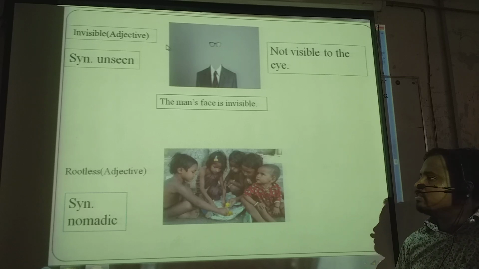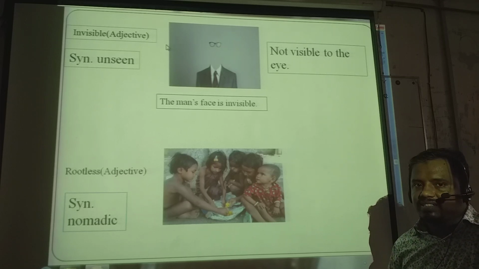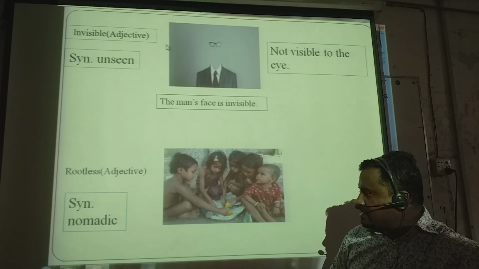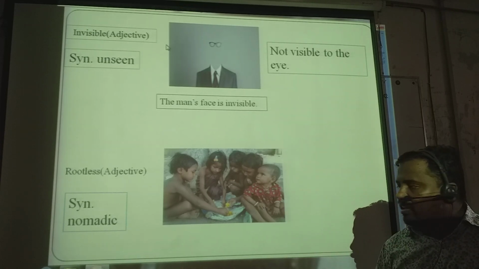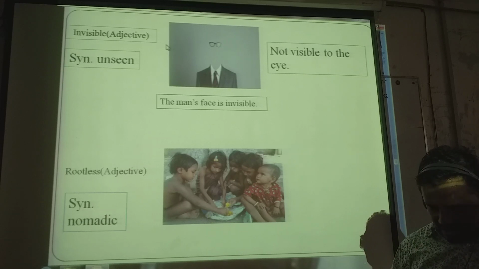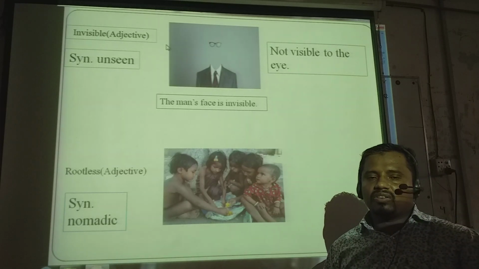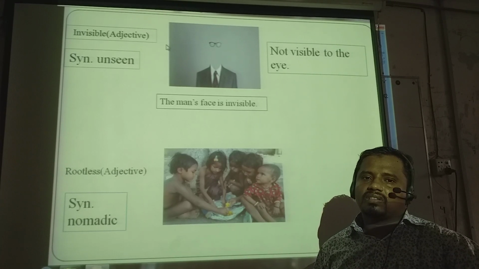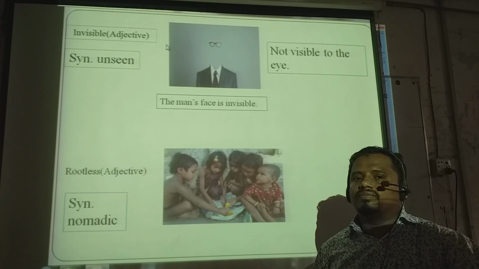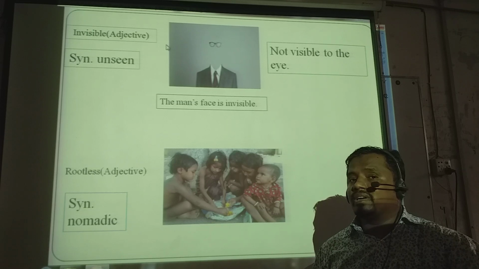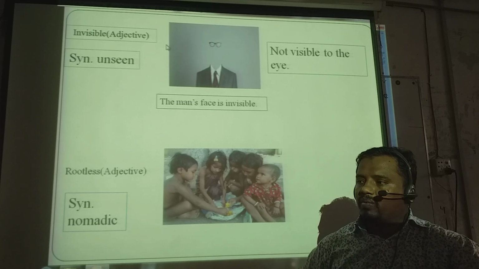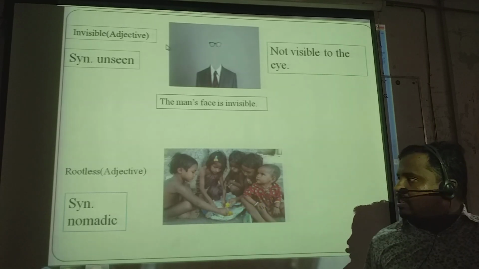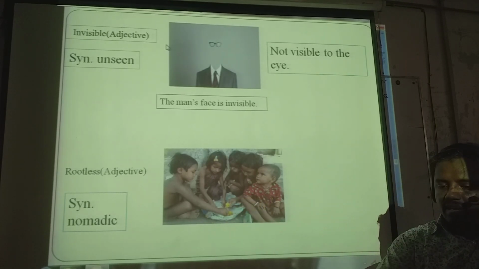Now, look at the word rootless. Rootless is an adjective. And the synonym of the word is nomadic. You all know the meaning of the word nomadic. You have read about it in your class 8 of the river gypsies. You have seen them. They're moving. They're living the life of a nomadic life.